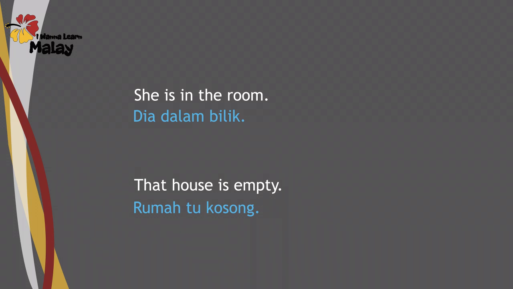If you are referring to a specific room, then you can say dia dalam bilik tu. Of course, this also means she is in that room. So it's easier if the accompanies a noun in the subject. You can just use tu in Malay.